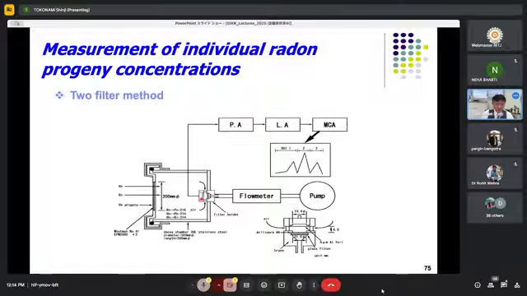So we place the semiconductor detector here. We get the radon progeny alpha energy spectrum this way. Using these counting data, we can estimate the radon concentration.